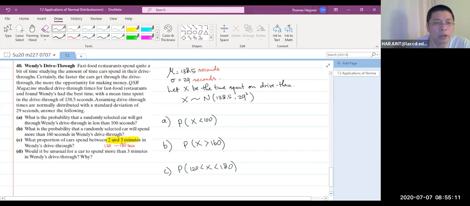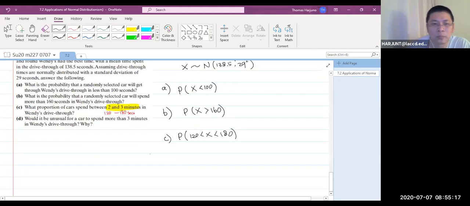Now in part D, will it be unusual for a car to spend more than 3 minutes? X more than 3 minutes, 180 seconds. You need to compute that first, and then if it is less than 5%, then it is unusual.